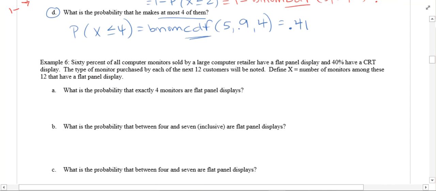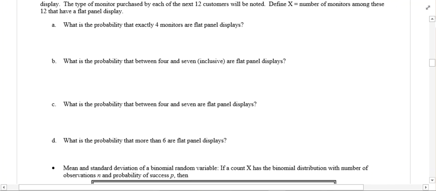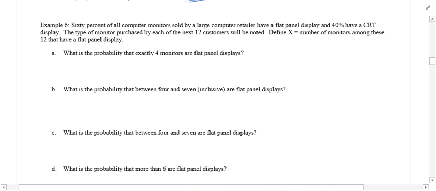Okay, so let's try one more problem here, so we can practice these binomial calculator commands. 60% of all computer monitors sold by a large computer retailer have a flat panel display, and 40% have a CRT display. This info is super old. You probably don't even remember what a CRT display is. It's the really big, bulky ones. And the type of monitor purchased by each of the next 12 customers will be noted.